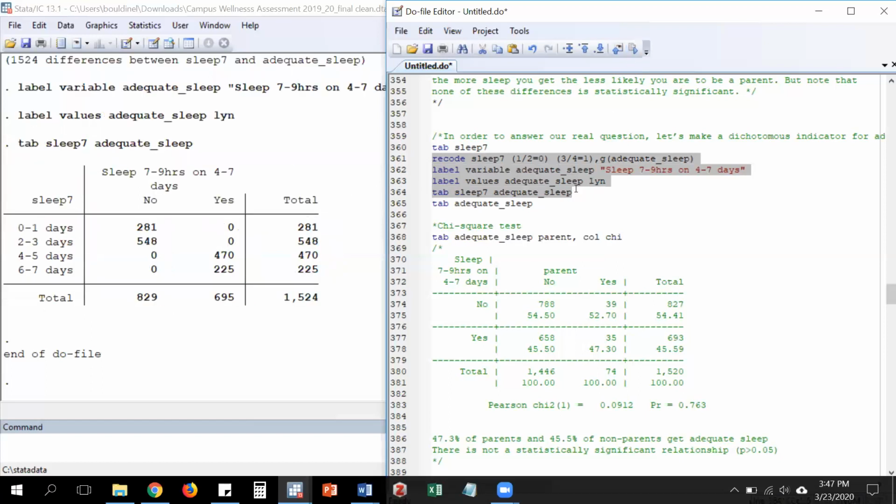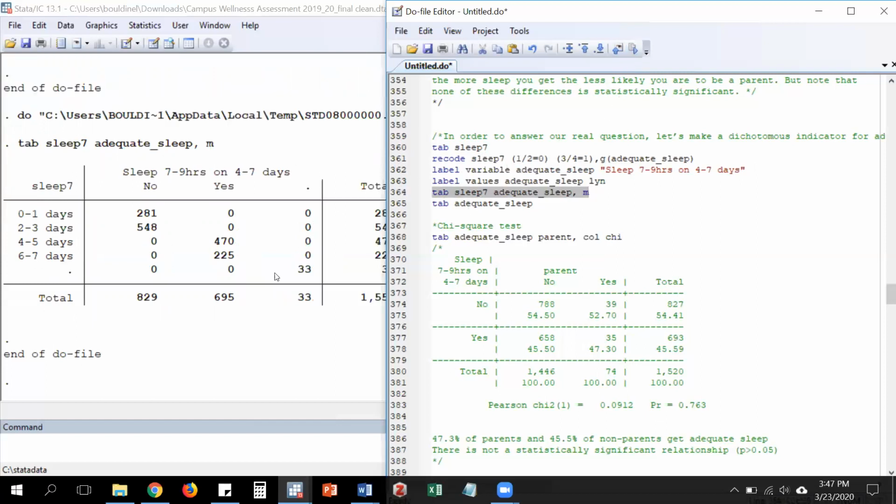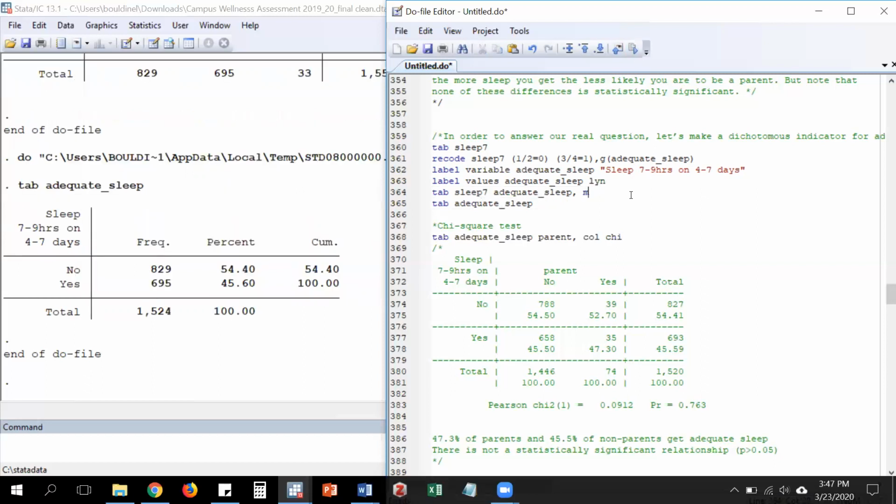Those two, to make sure I made them correctly, and I probably should add comma M so it shows me the missing values too. So it looks like this is correct. All my people who said they got 0 to 1 or 2 to 3 days on which they slept 7 to 9 hours in the past week, they're coded as no's. My 4 to 7 days are coded as yes. And then the 33 people who didn't answer the sleep question are still missing in my new variable. Okay. So we can see 1,524 people is how many we will expect to see in a regression model potentially.